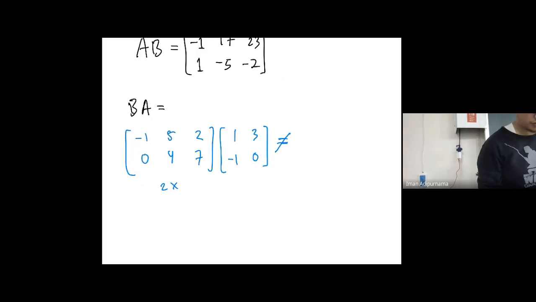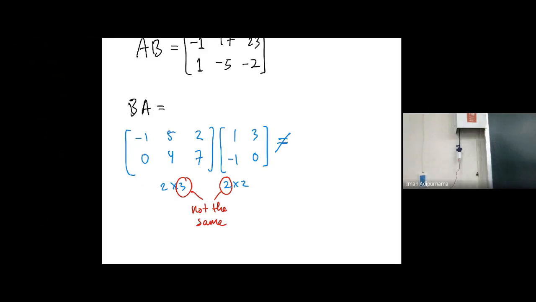So this is 2, 3, and this is 2, 2. So this 3 and 2 is not the same. So you are unable to multiply these matrices.